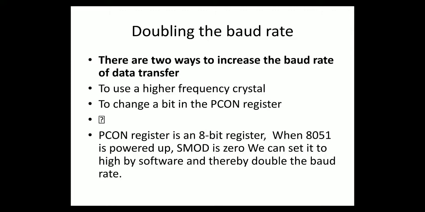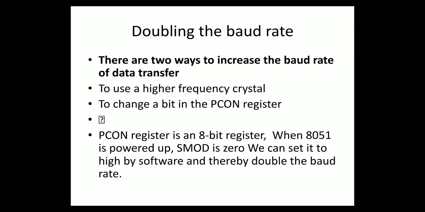The second option available is through software means. The earlier one is hardware means. The second one is using a software means. How to double the existing baud rate is by changing a particular bit in the PCON register. Now, what is the PCON register about?